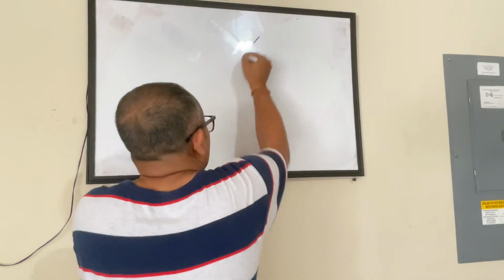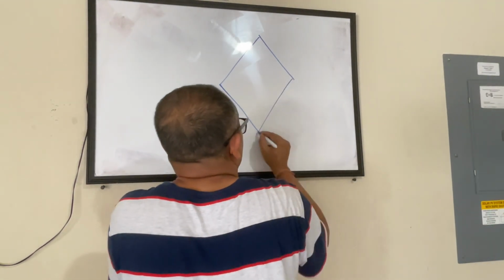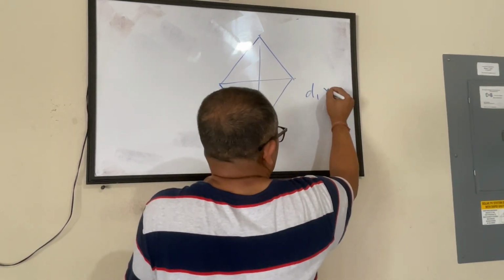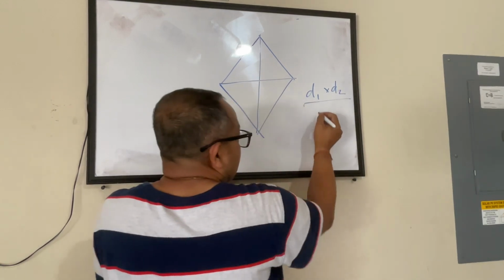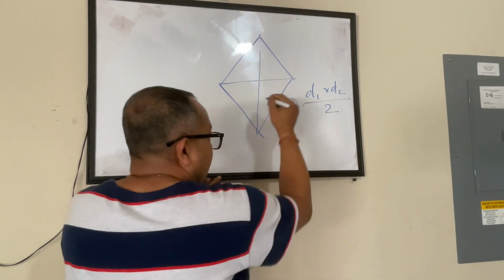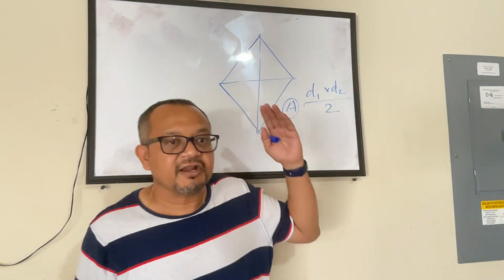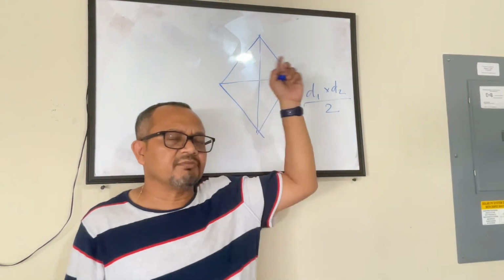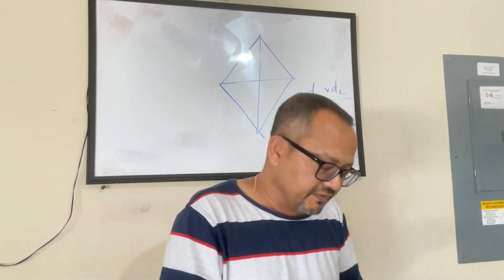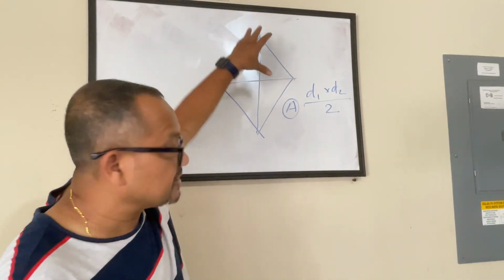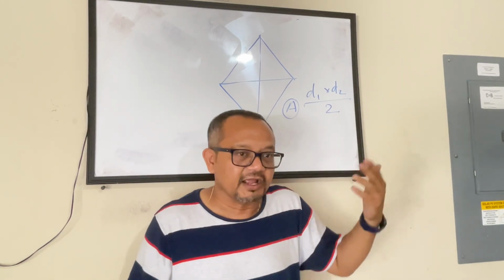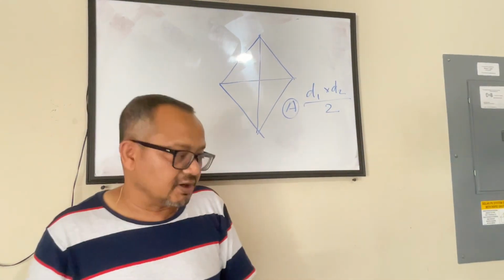So if I have two diagonals, if this is my rhombus, this is my one diagonal, this is my second diagonal, the area of the rhombus is d1 into d2 divided by 2, meaning diagonal 1 into diagonal 2 divided by 2. We also did different sums, where we knew the side of the rhombus and one of the diagonals, and we applied the Pythagorean theorem to find the second diagonal, and then we solved it. So these are some of the problems that we solved yesterday.